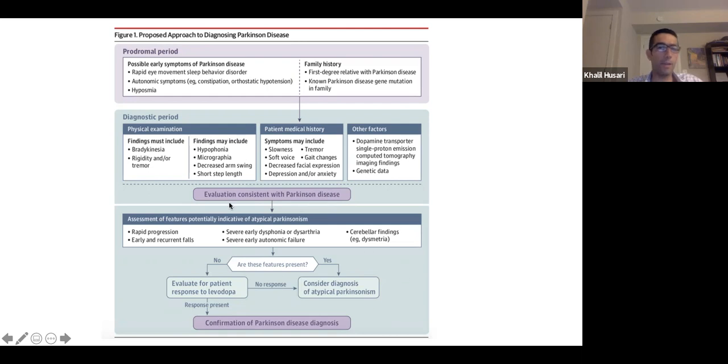And evaluation, and then you look for any rapid progression, which is atypical, or maybe red flags for Parkinson's disease. Early and recurrent falls, that's not with Parkinson's disease. Rapid progression, severe early dysphonia or dysarthria, severe early autonomic failure, cerebellar findings, pyramidal findings. All of these go with atypical Parkinsonian disease, and not typical, regular idiopathic Parkinson's.